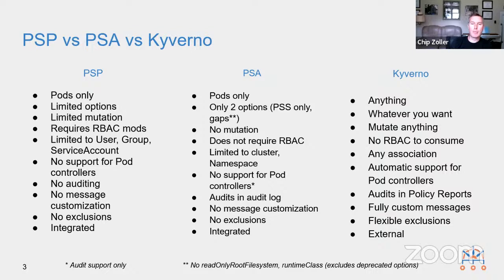Kyverno generates those automatically for you inside of the cluster, which means you don't have to go fish through an audit log to see all of that stuff. You can see it in the cluster as another Kubernetes resource. And that's super great, because the cool thing that allows is you can now separate people who are able to write and see policy and those who are able to see policy reports.